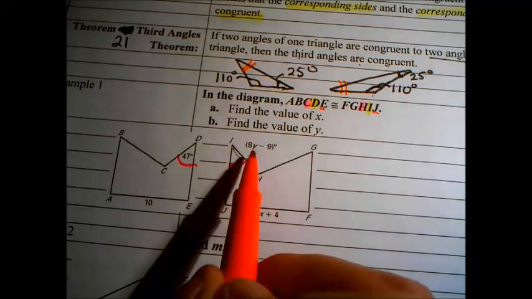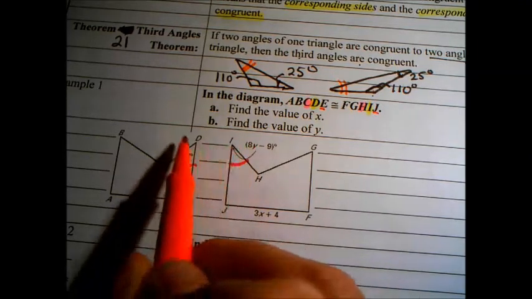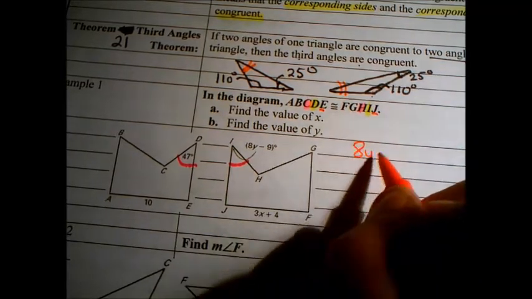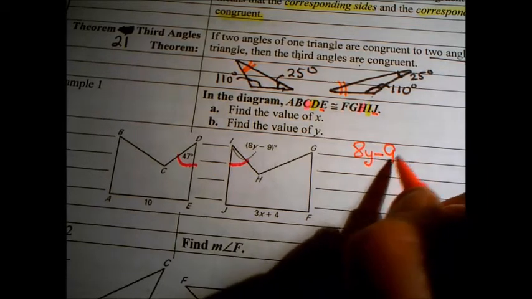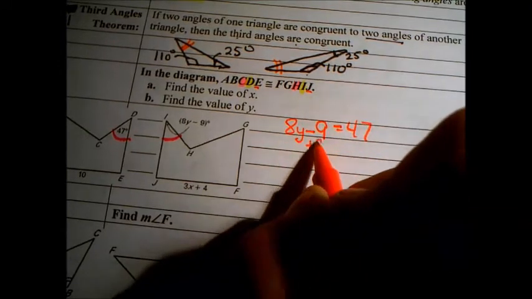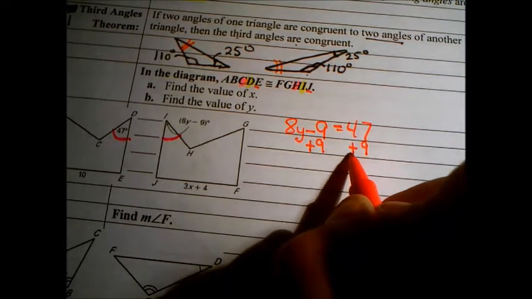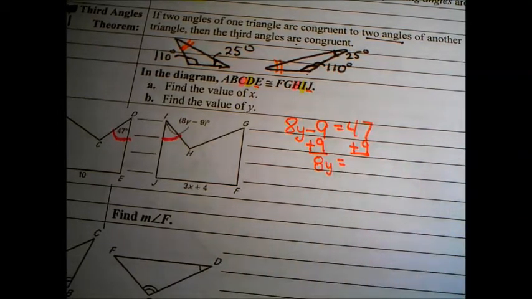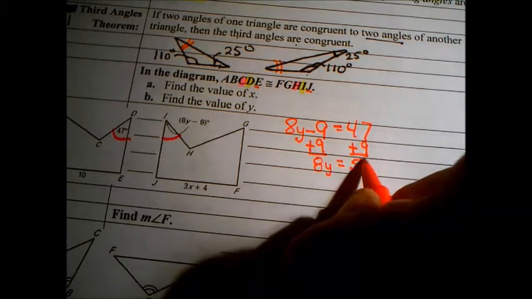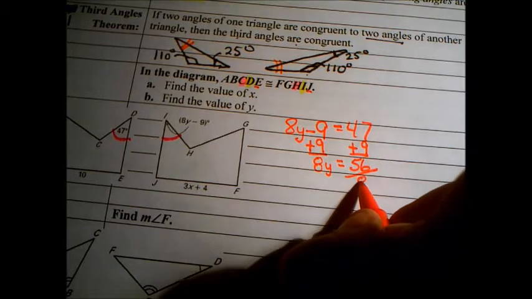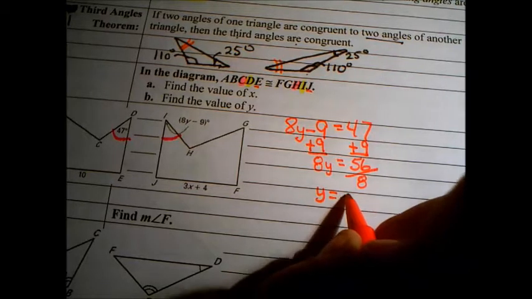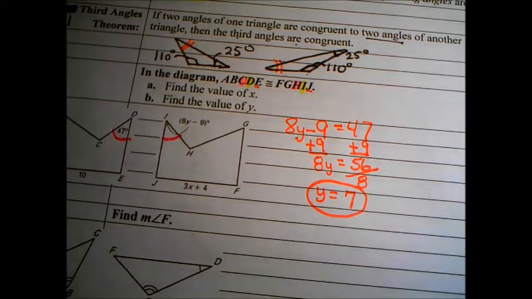So to solve for y, I'm going to take these top angles and set them equal to each other because they're congruent. So that would be 8y minus 9 equals 47. And here's your good old algebra rules. Add 9, and that gives you 8y equals, and what is 47 plus 9? That gives me 56, and then I divide by 8 to find that y is equal to 7, I believe, but it is awful late tonight to make sure I have the right answer.